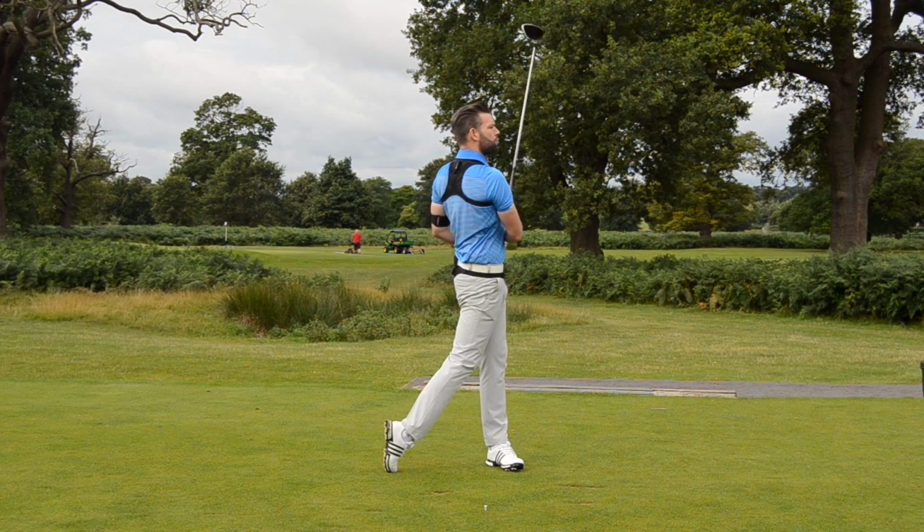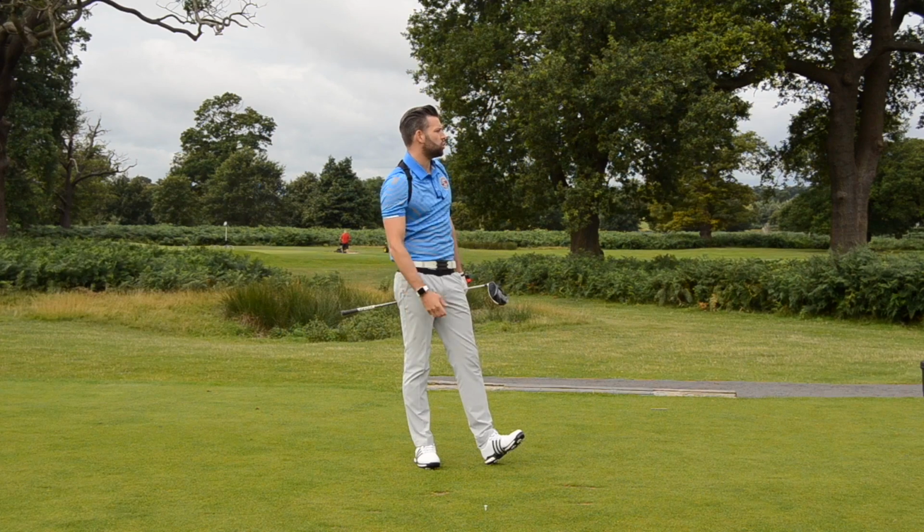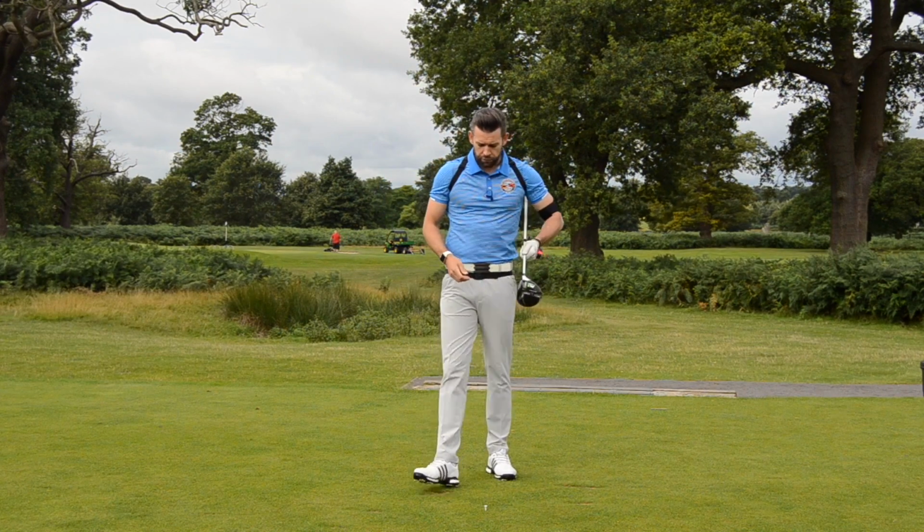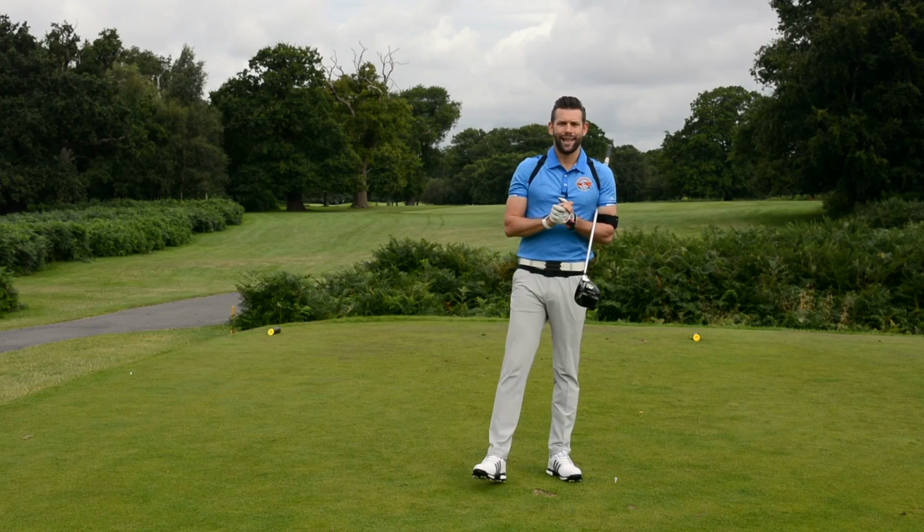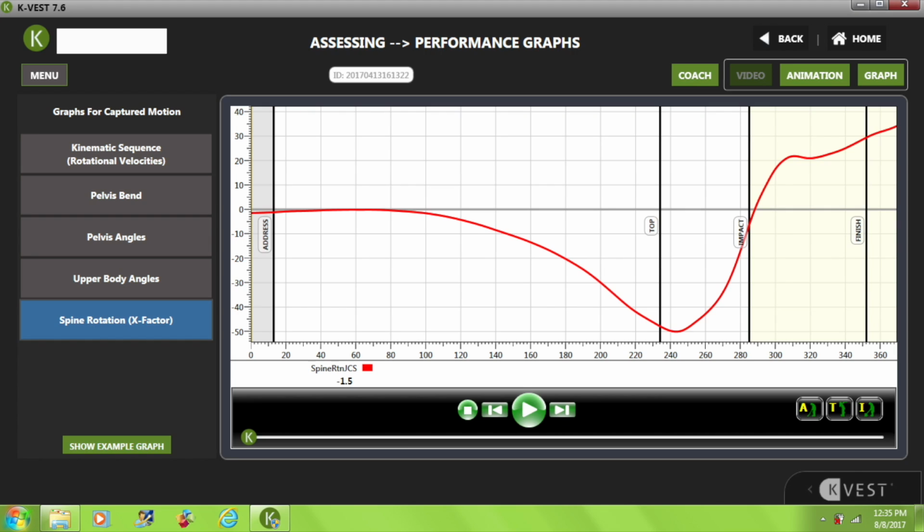Okay, so that didn't come back quite as much as I'd like, but it should be in the right half of the fairway. So let's have a look at the K-angle graph.